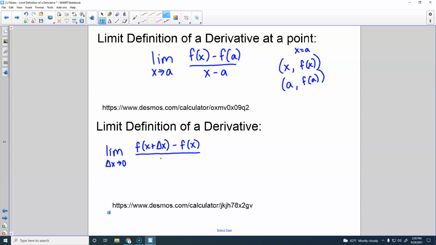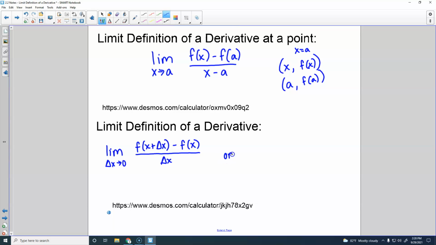It left me for a second there. It's delta x. Or is it x? It's delta x. It's delta x. I'm going to explain what that is and where that comes from here in a second.